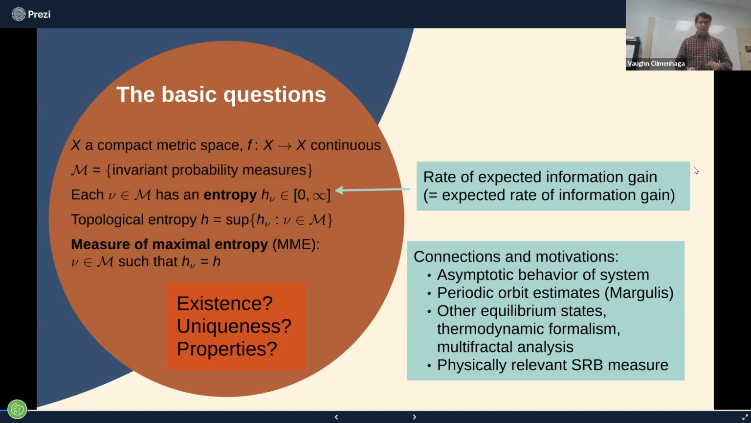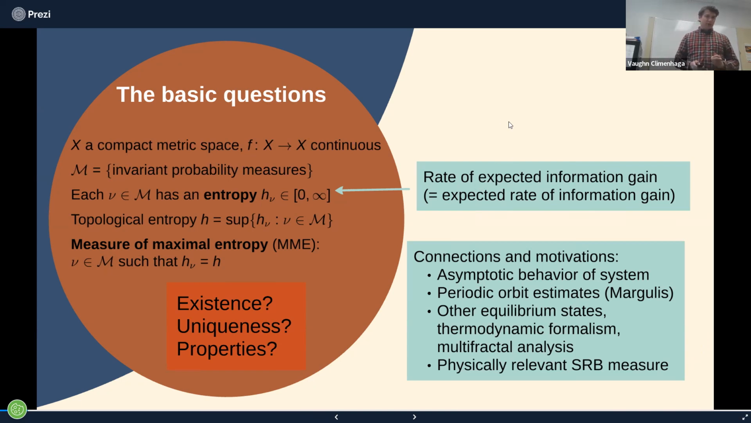It admits the definition which you saw in the pre-talk, if you watched it, for symbolic systems. It can be interpreted as the rate at which you expect to gain information by watching the system evolve in time. The fact that these two things are the same is the Shannon-McMillan-Breiman theorem. But let me not spend time dwelling on that.